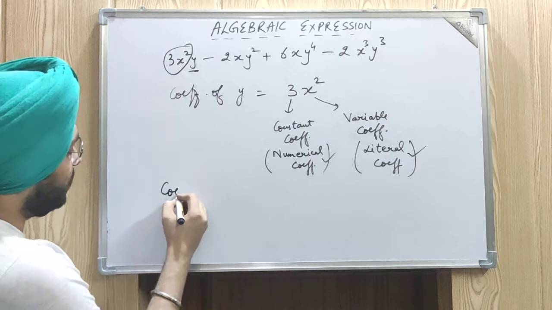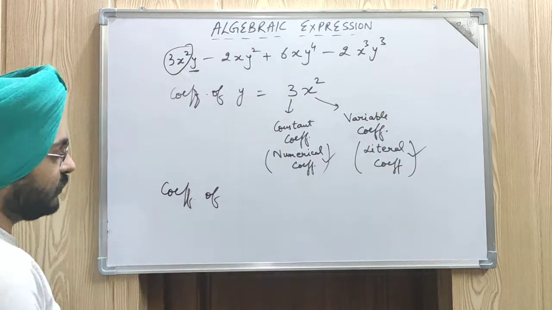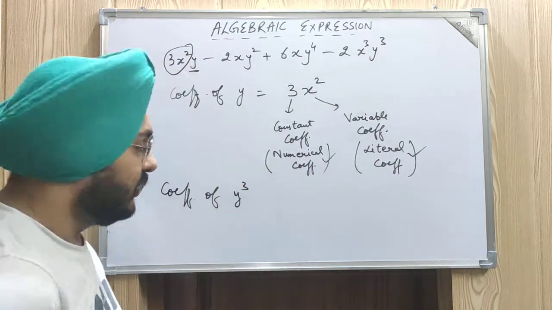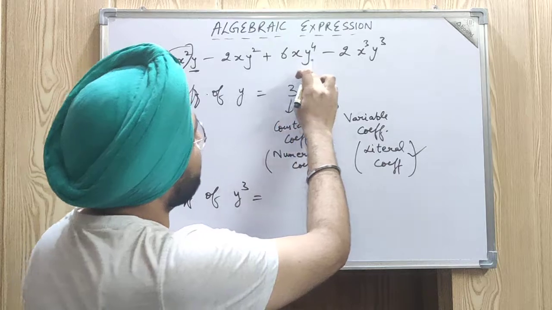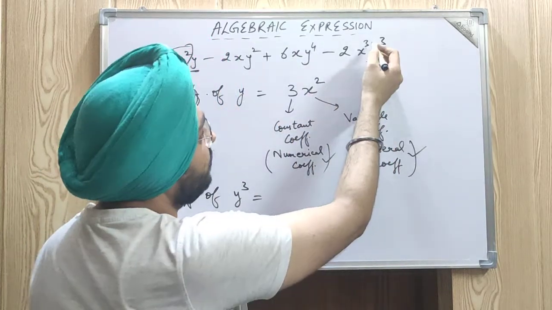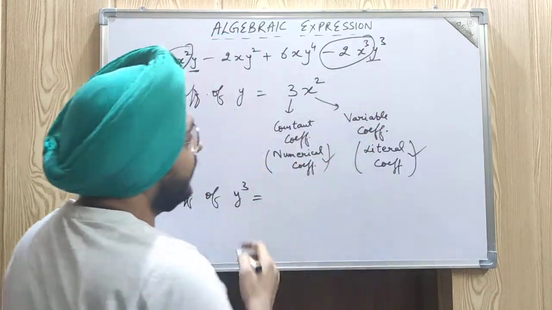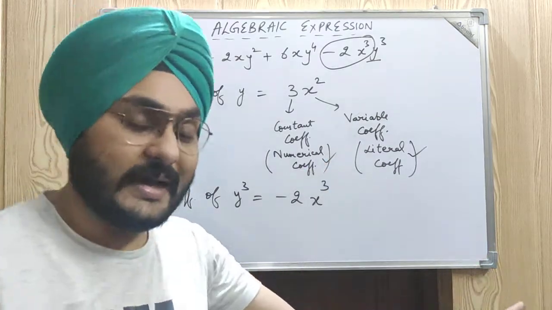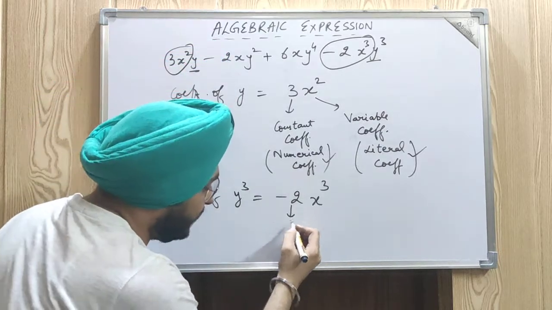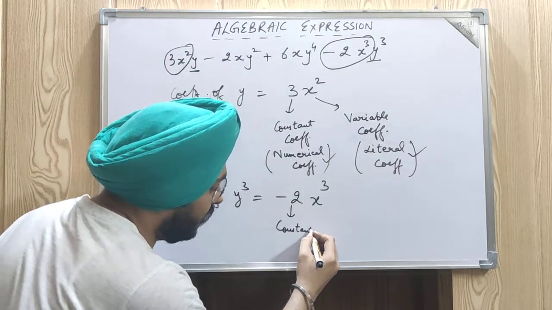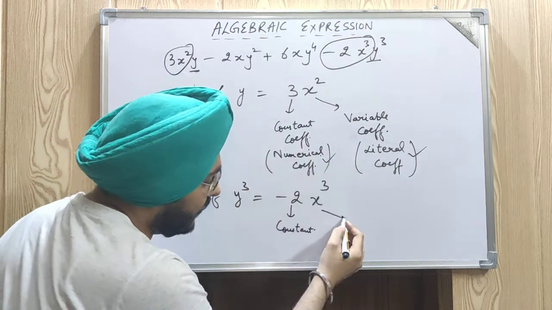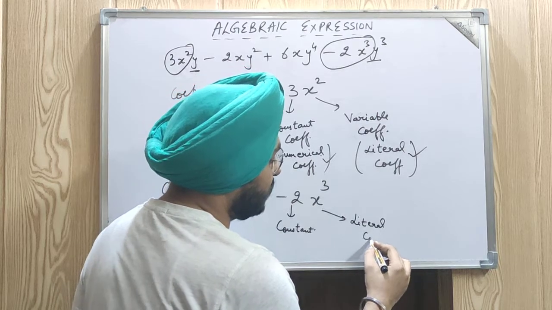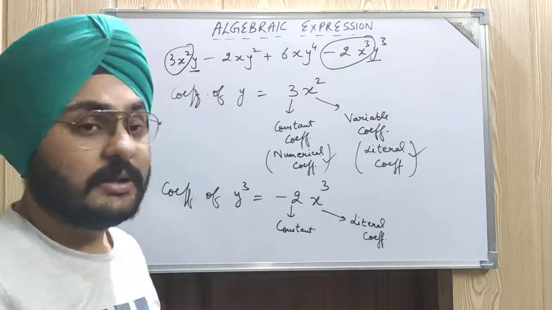Okay, if I am saying find the coefficient of, suppose, y raised to power 3. Find out y raised to power 3 here. This one is y raised to power 3. What is included? The whole here. That is minus 2x cube. This can be asked for x as well. So minus 2 will be what? Constant coefficient, or I can say numerical coefficient, and this x cube will be a variable coefficient, or I will be saying literal coefficient. So I hope this will be clear.